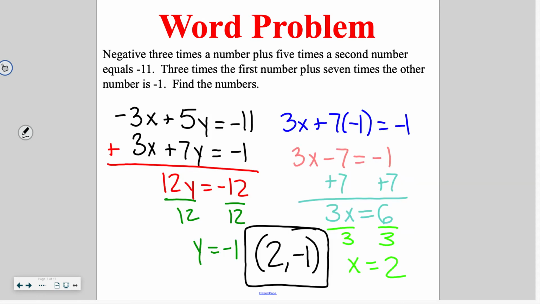So we set up our two equations based on our words. In this case, we've got opposites again, so we're going to add them to eliminate. We solve for y, that gives us negative 1, and plug it back in, solve for x, gives us 2.